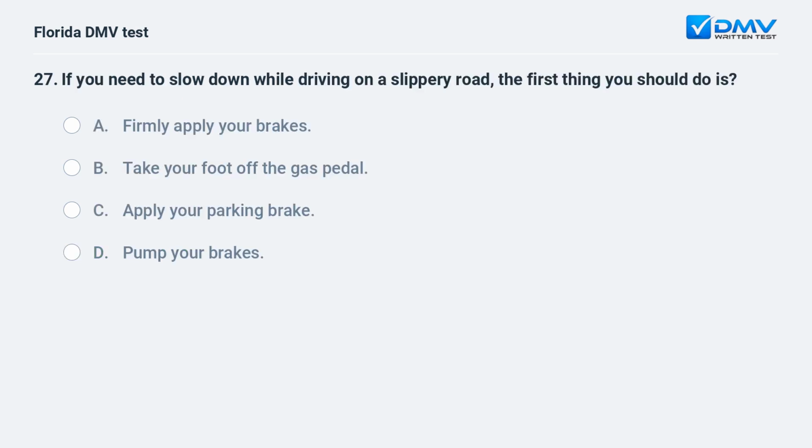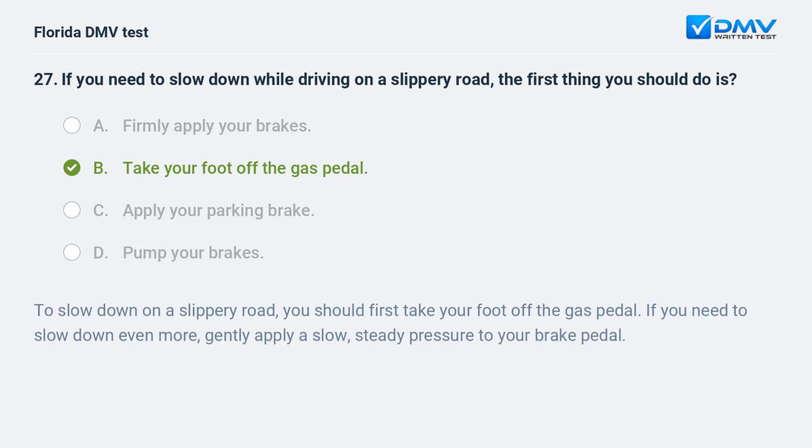If you need to slow down while driving on a slippery road, the first thing you should do is A. Firmly apply your brakes. B. Take your foot off the gas pedal. C. Apply your parking brake. D. Pump your brakes. B. Take your foot off the gas pedal. To slow down on a slippery road, you should first take your foot off the gas pedal. If you need to slow down even more, gently apply a slow, steady pressure to your brake pedal.